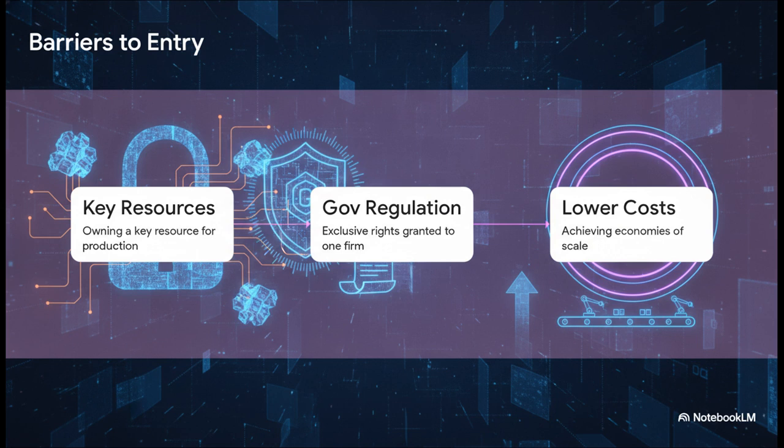First, hoarding monopoly resources, meaning a single firm owns a crucial input required to make the product. Second, government regulation, where the government literally grants one firm the exclusive right to produce a good. Think about patents on life-saving pharmaceuticals or copyrights on books. And third, the production process itself, where a single firm can just produce output at a much lower cost than a bunch of smaller firms ever could.